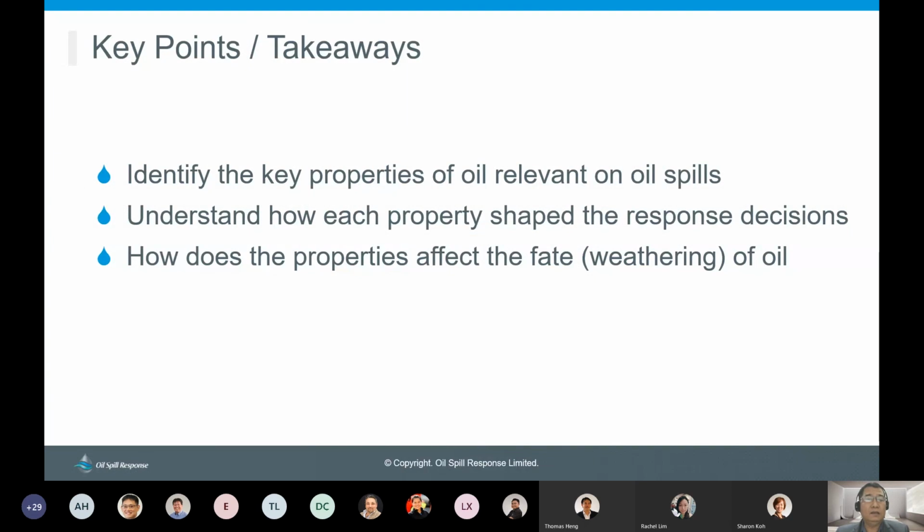So the takeaways are that we have identified the key properties of oil relevant to oil spills. Those are the 5 key properties: the specific gravity, the viscosity, the pour point, volatility, and the asphaltene content of the oil. We also understand how these properties shape the response decisions and how they affect the weathering of the oil.